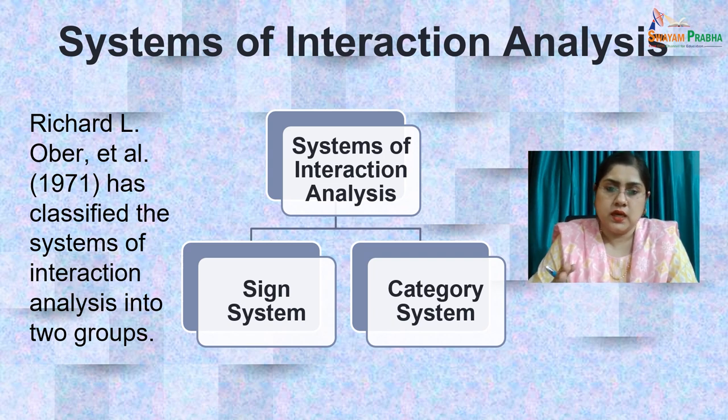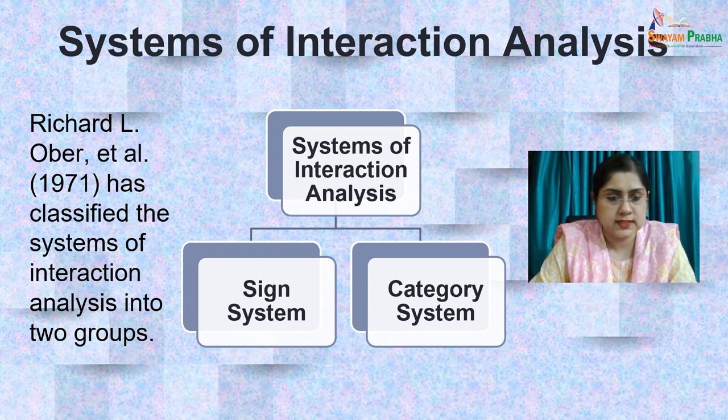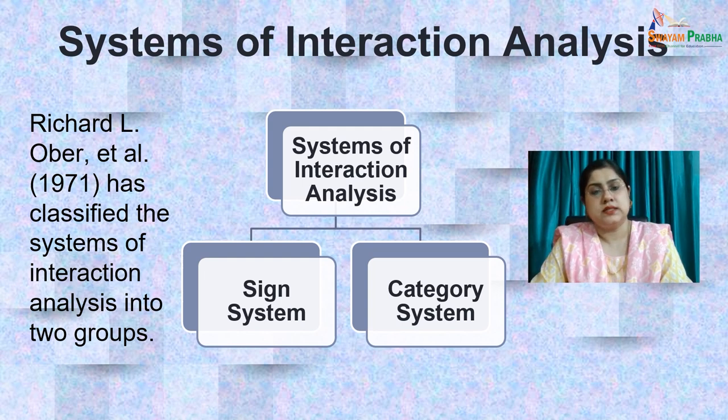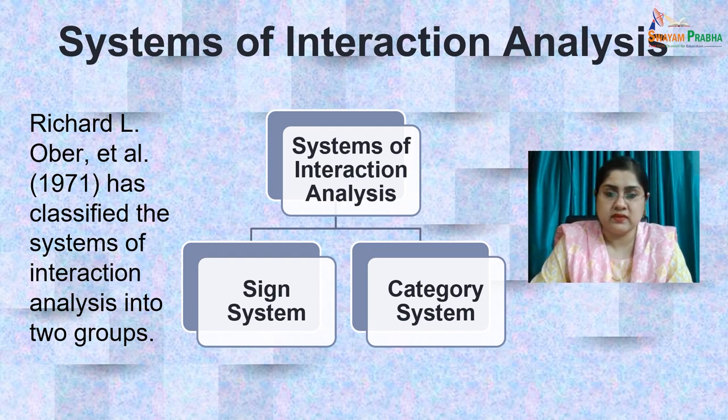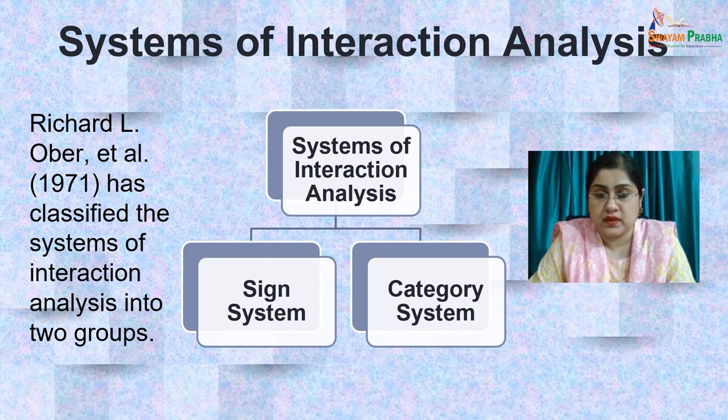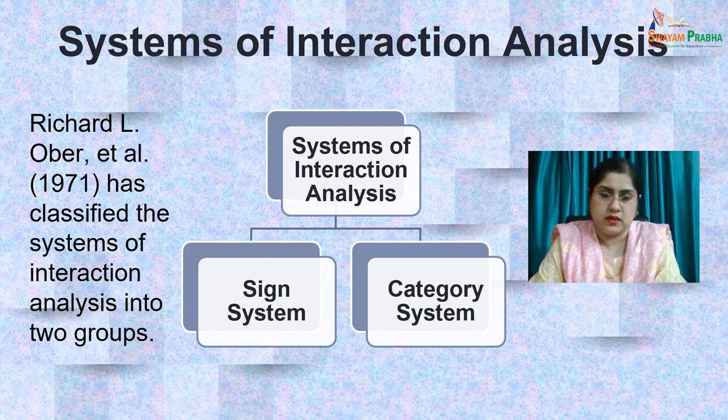But Richard L. Ober and many others in 1971 tried to classify all these systems into two groups. What are these two groups? The first one is the sign and the second one is category. What do both of these mean? The first system given by Richard L.